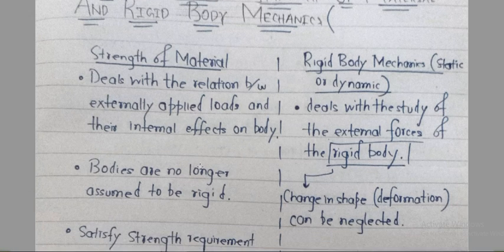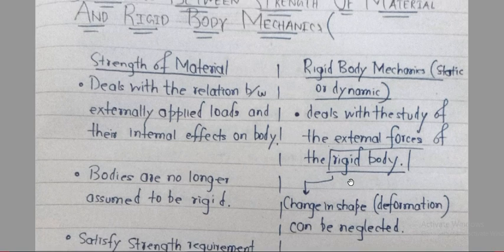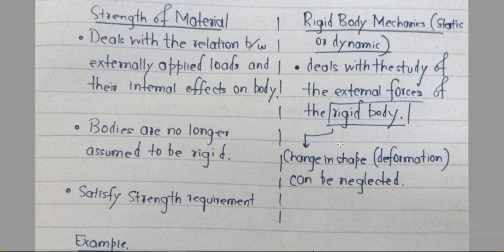So this over here deals only with external forces. This over here deals with rigid body only. That is, change in shape can be neglected. That is, deformations are not taken into account. In the strength of material, we have to calculate deformation-related characteristics, and we have to satisfy strength requirements. That is, whatever load is acting on the material, can the material withstand the load or not? We have to check that as well.